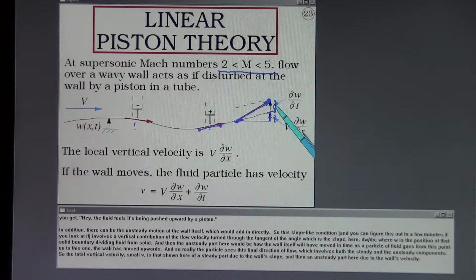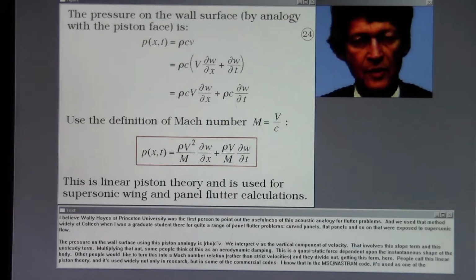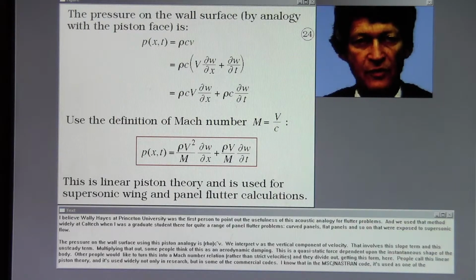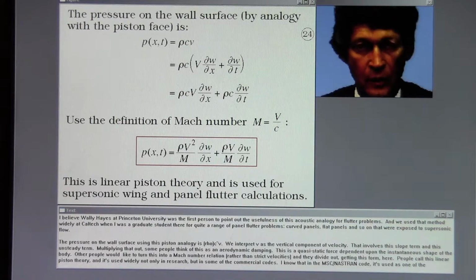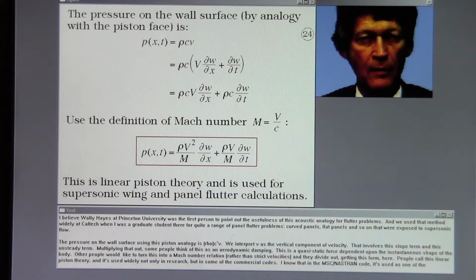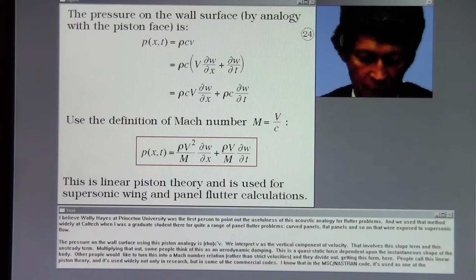So the total vertical velocity, small v, is that shown here, of a steady part due to the wall slope, and then an unsteady part due to the wall's velocity. I believe Wally Hayes at Princeton University was the first person to point out the usefulness of this acoustic analogy for flutter problems. And we used that method widely at Caltech when I was a graduate student there for quite a range of panel flutter problems, curved panels, flat panels, and so on that were exposed to supersonic flow.